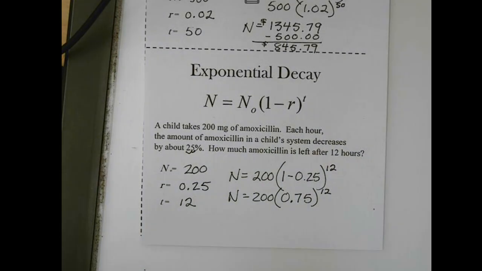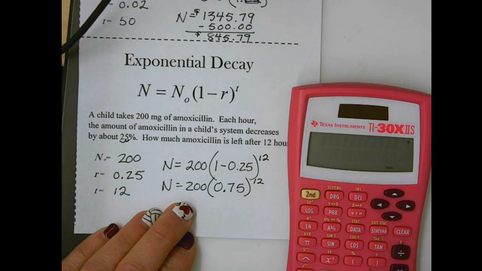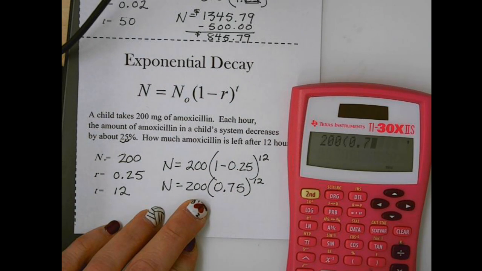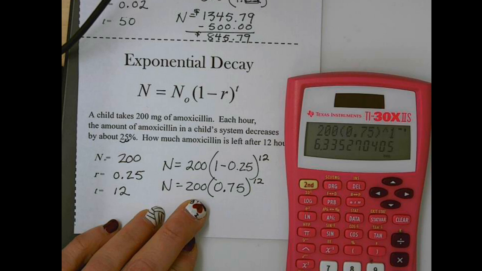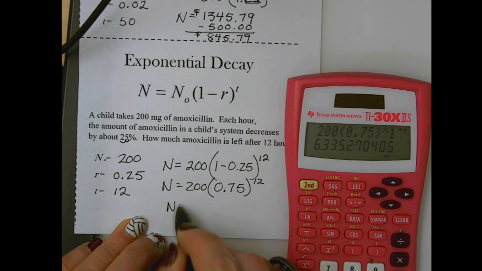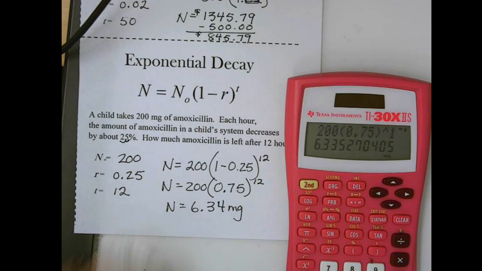So I'm going to hit clear on my calculator. Let's go ahead and type that in. I type in 200, parenthesis 0.75, close that up. We're going to raise it to the 12th power. So right there's that caret key. It's kind of diagonal from the 7. And then we type in 12. We hit enter. And so after 12 hours, that child has approximately 3.4 milligrams of that amoxicillin still in their system.